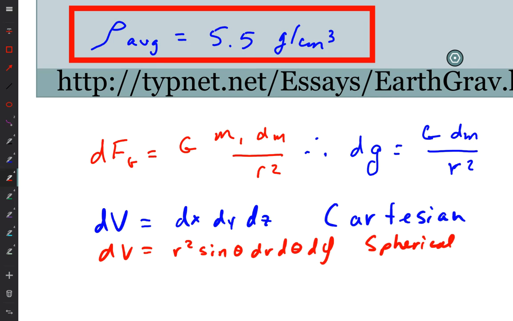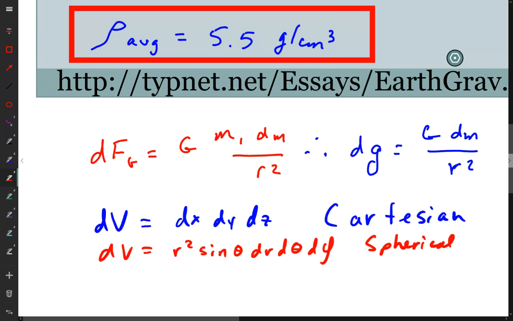You choose your coordinates to match your symmetry. That's why we have spherical coordinates, because they make problems easier if you have a spherical symmetry. If you have a cylindrical symmetry, then use cylindrical coordinates to make it easier. So we're going to need to use spherical coordinates no matter what we're doing. And so I'm going to use spherical coordinates, and we're going to work from there.